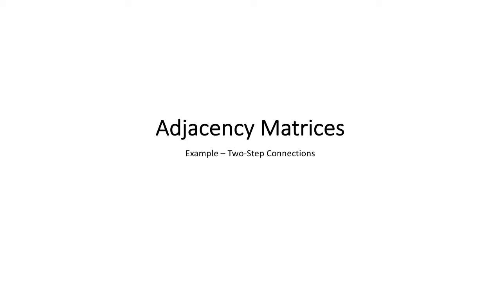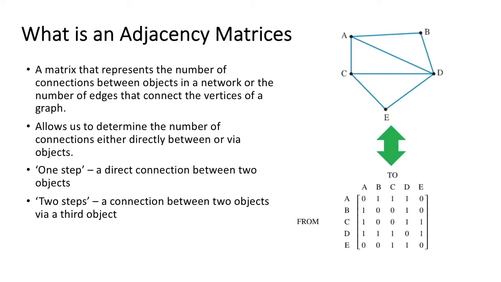This video is going to have a look at an example involving two-step connections using adjacency matrices. An adjacency matrix allows us to represent the number of connections between two objects. Go and have a look at the video introducing adjacency matrices if you need more information on what they are or how we can create an adjacency matrix.